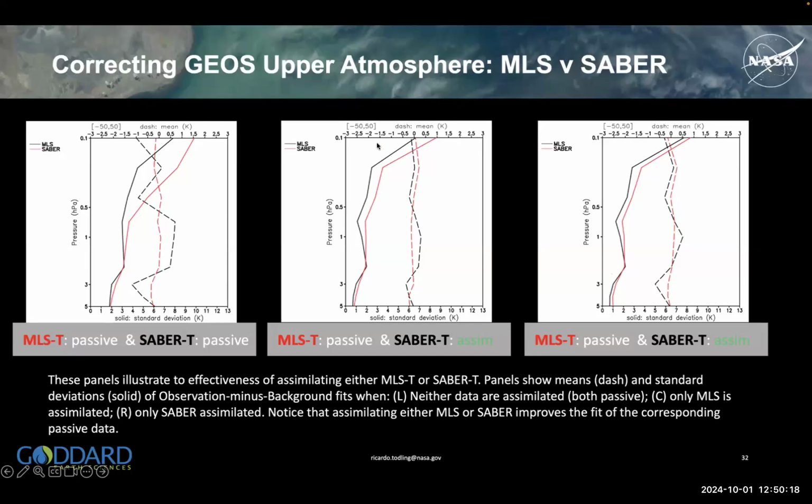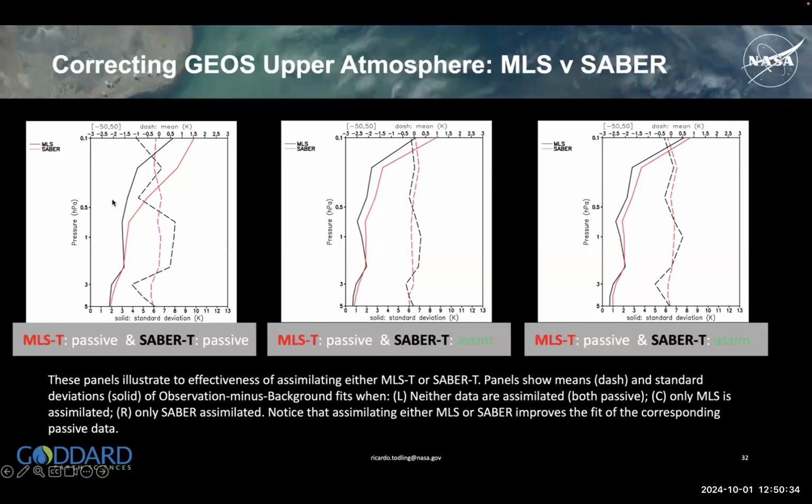Sorry, this is actually not true. This is the one that uses MLS as active, and this one is MLS as passive. So I flipped here. So the columns need to flip, and the comment needs to flip. But in any case, that's what's happening here.